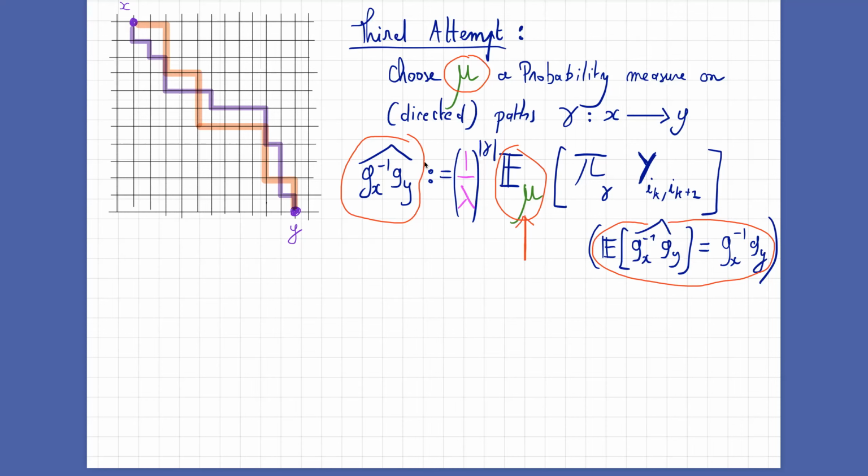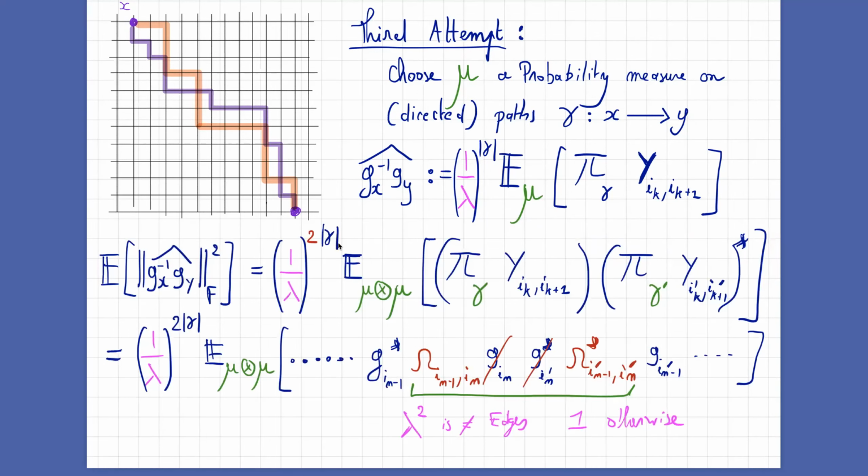And at that stage, I think what seems to be the best possible Poiti measure mu would be to take the uniform measure over all directed paths that travel from x to y. This is definitely what I would have picked, but it will not quite be the case. So let us compute. And that's, I think, where the surprise comes in.